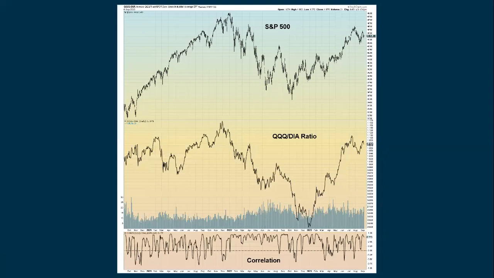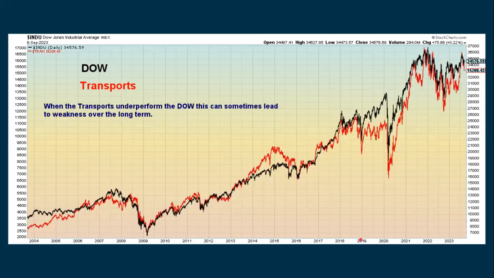Then we look at a ratio between the QQQs, which is the NASDAQ 100, and the Diamonds, which is the Dow. And then we have a chart of the S&P on top showing at the bottom here that the correlation between this ratio is pretty strong. We want to keep an eye on the Dow and the transports. The Dow is the black line.